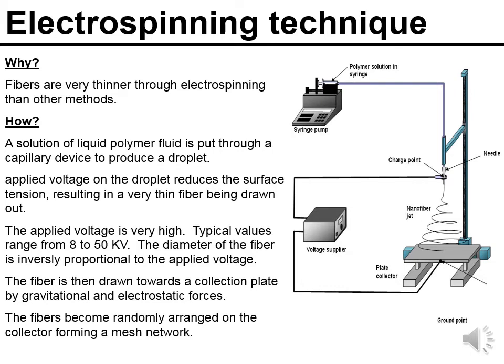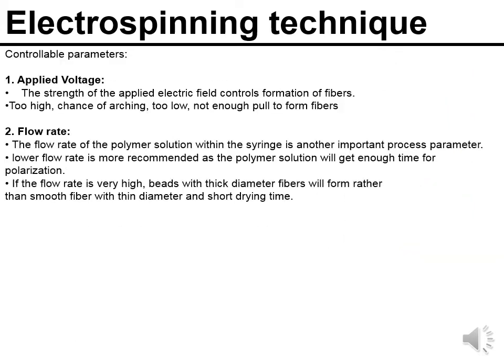The applied voltage is very high, ranging from 8 to 50 kilovolts. Moreover, the diameter of the fiber is inversely proportional to the applied voltage. The fiber is drawn toward a collector plate by gravitational and electrostatic force and collected in the form of a mat. There are a lot of parameters controlling the nanofiber. We can talk about them in detail as follows.